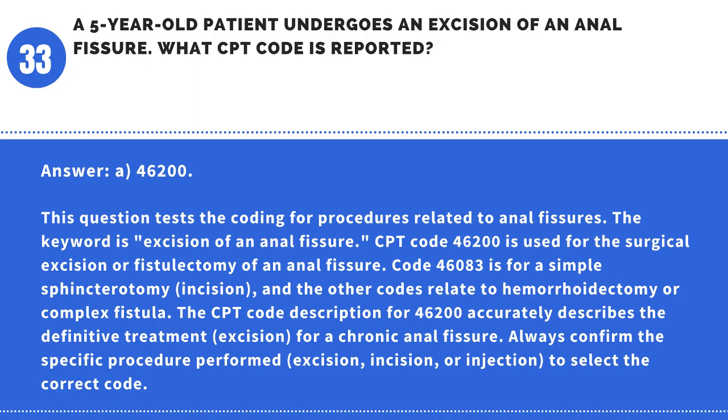46200. This question tests the coding for procedures related to anal fissures. The keyword is excision of an anal fissure. CPT code 46200 is used for the surgical excision or fistulectomy of an anal fissure. Code 46083 is for a simple sphincterotomy, incision, and the other codes relate to hemorrhoidectomy or complex fistula. The CPT code description for 46200 accurately describes the definitive treatment, excision, for a chronic anal fissure. Always confirm the specific procedure performed, excision, incision, or injection, to select the correct code.